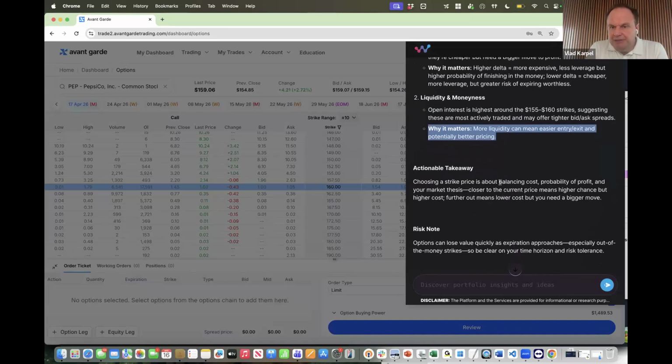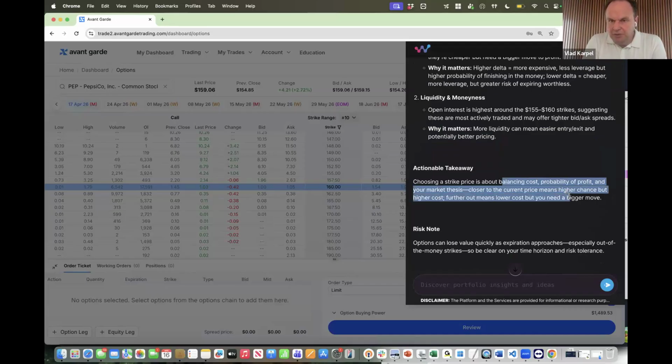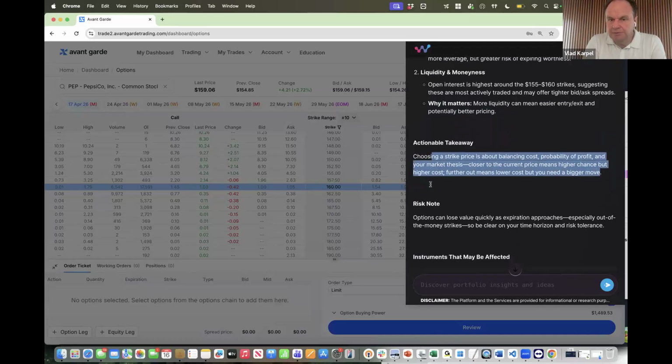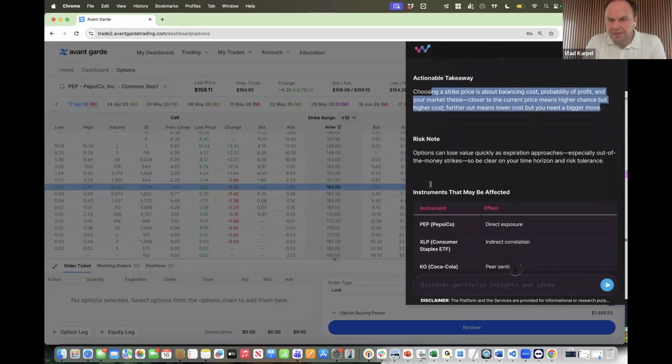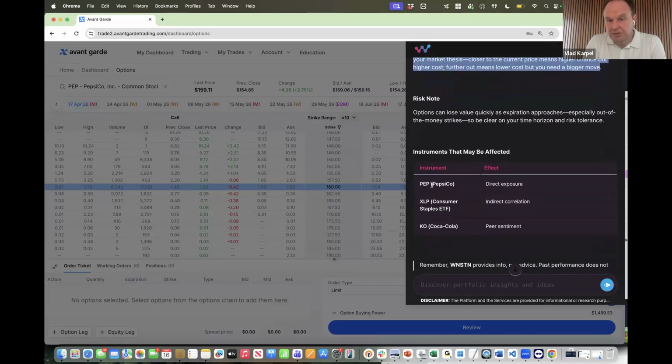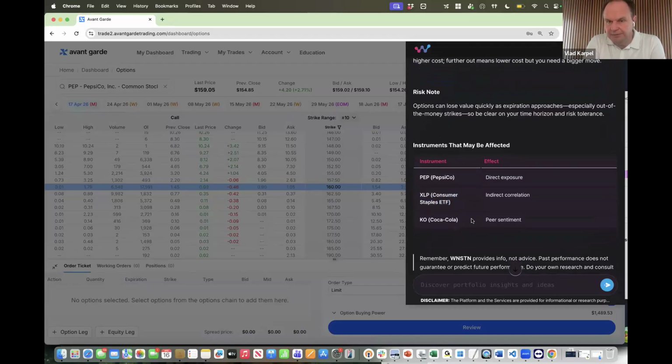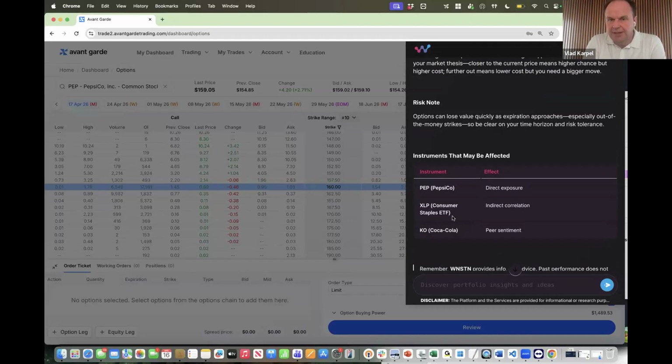Choosing a strike price is about balancing cost, probability of profit, and your market thesis. Closer to the current price means a higher chance, but higher cost. Further out means lower cost. Direct exposure. And then it shows you correlation with the underlying ETF and peer sentiment, like Coke. Okay.